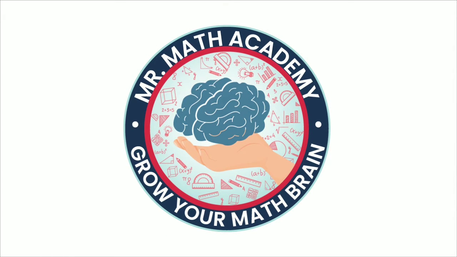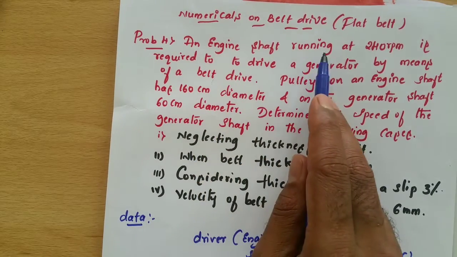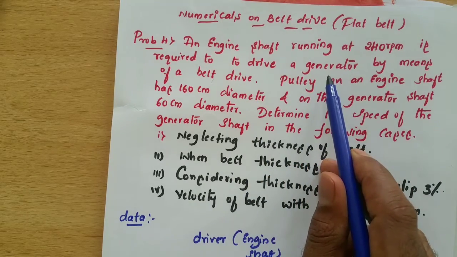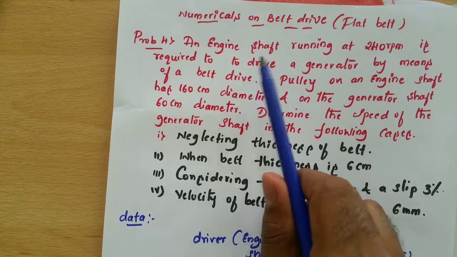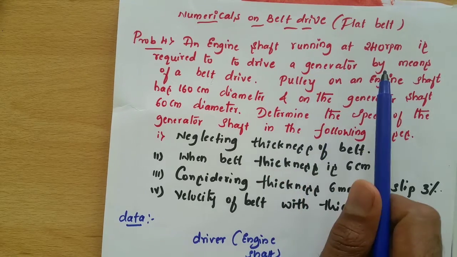Grow your math brain. Hello friends, welcome back to Mr. Math Academy. So in this video we solve one more problem on belt drives. In this problem, an engine shaft running at 240 rpm is required to drive a generator. So the engine shaft will become the driver and the generator will become the driven member.